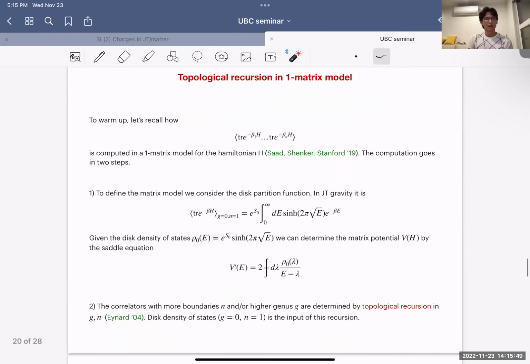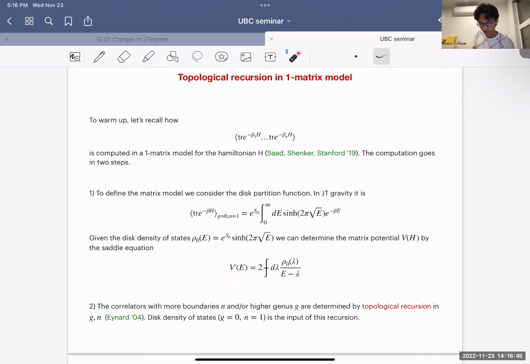Okay, so to warm up, let's recall again how topological recursion works in the one matrix model that I briefly mentioned already. If we are interested in these multi-trace observables in the one matrix model, the way you could do that is you fix the disk partition function in the matrix model and the disk density of states, which is this sinh. Then this disk density of states determines the potential, in the standard way it's done in matrix models, through the saddle equation for the Coulomb gas.